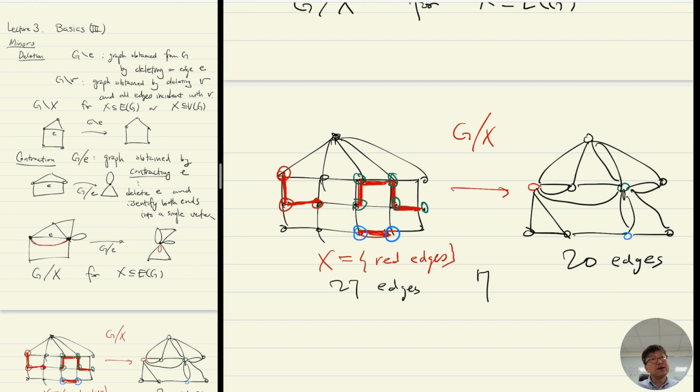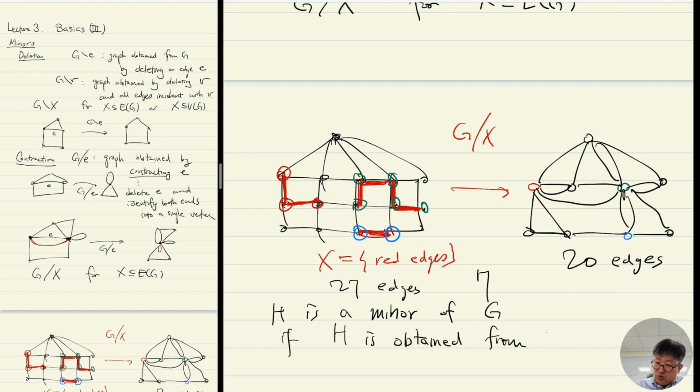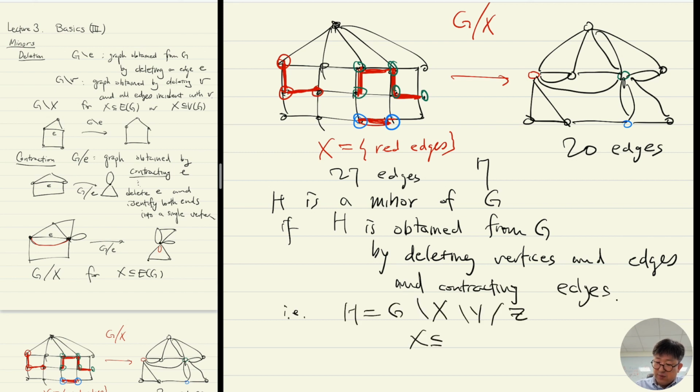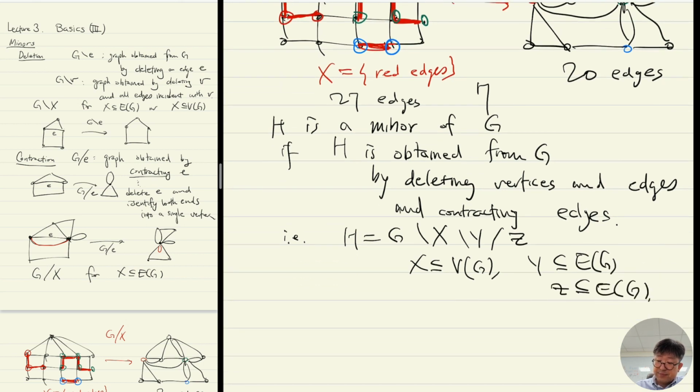Right, so that's how you get a minor. So, what is a minor? H is a minor of G if H is obtained from G by deleting vertices and edges and contracting edges. So in other words, H is equal to G delete X delete Y, contract Z, for some set of vertices and sets of edges, right? Yeah, so that's a minor.